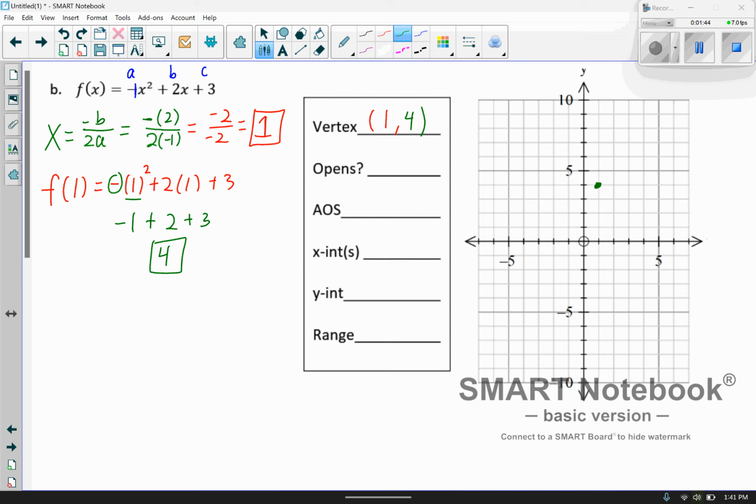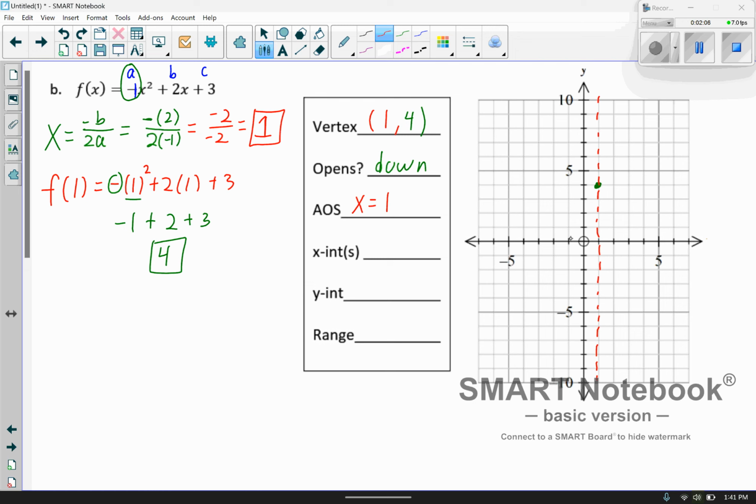Now this time my a value is negative. So that's going to cause me to open down. So I'm going to open down from here. And my axis of symmetry is going to be at x equals 1. That's what's going to have my symmetry for my parabola right there.